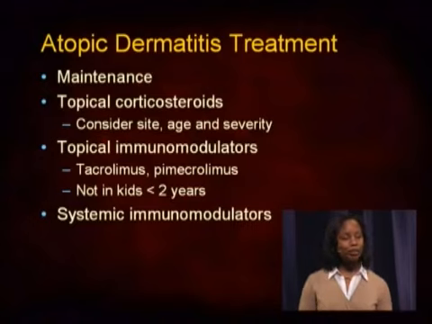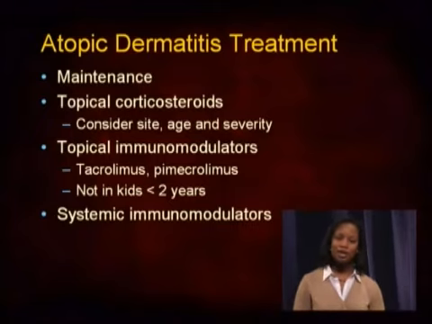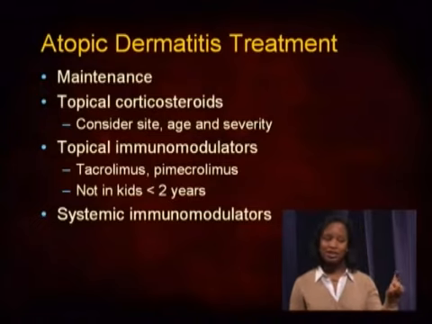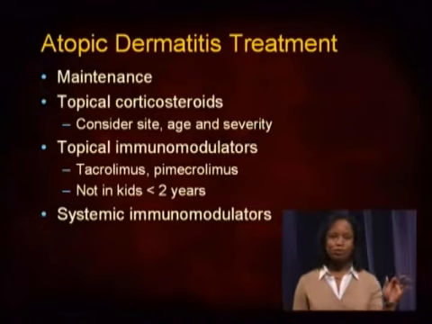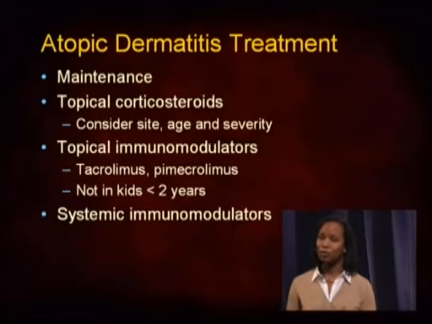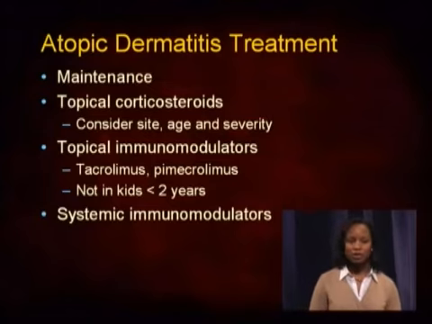And then topical immunomodulators, so that's things like tacrolimus or pimecrolimus, can be a helpful part of treatment, not quite for maintenance, but definitely for disease that is not as severe. So for kind of mild flare-ups, that's when those immunomodulators might play a role. But when patients are in a more severe flare, then a corticosteroid really is going to be your mainstay.